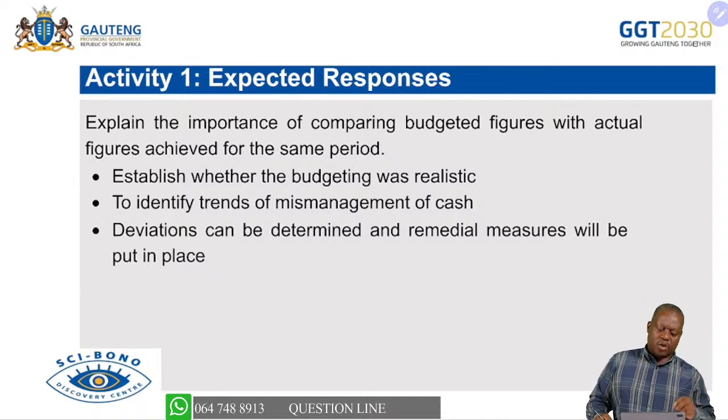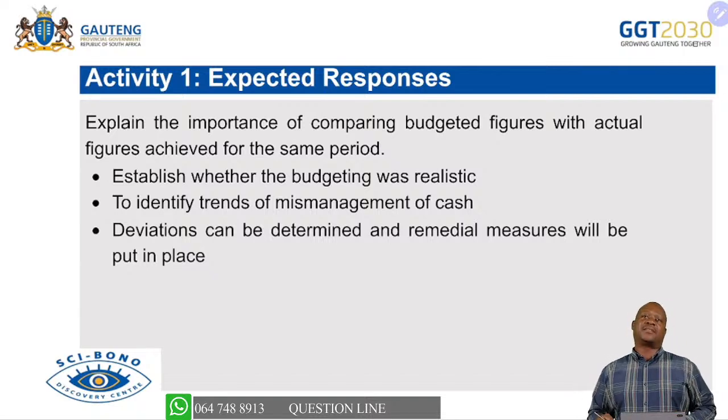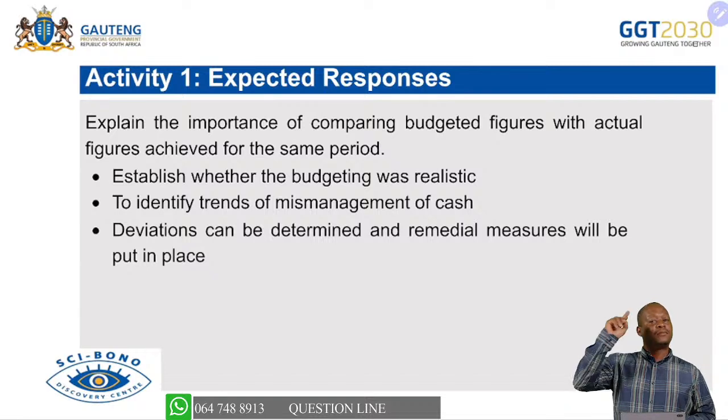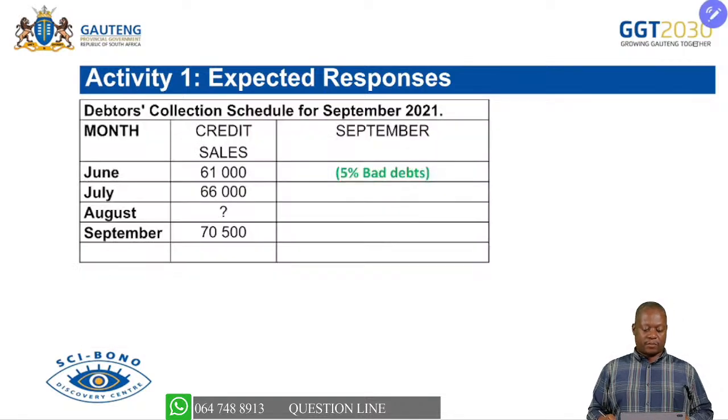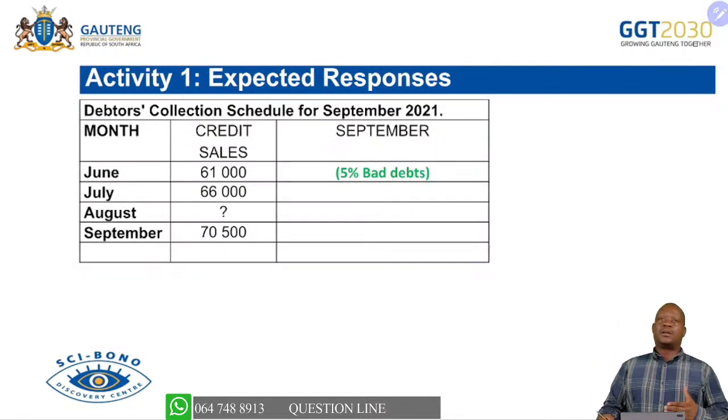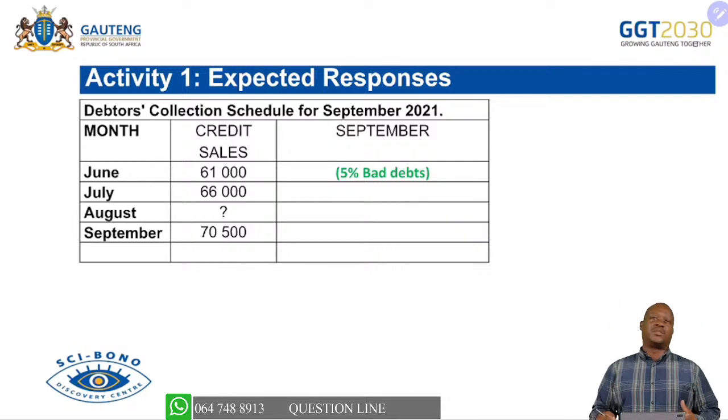We are also doing it so that deviations can be determined and remedial measures will be put in place. We discover that employees are busy making their personal calls during working hours. And because of that, our telephone bill is over the top. What should we do? Do we leave it like that? I don't think so. But those are some of the reasons why we do the comparison.